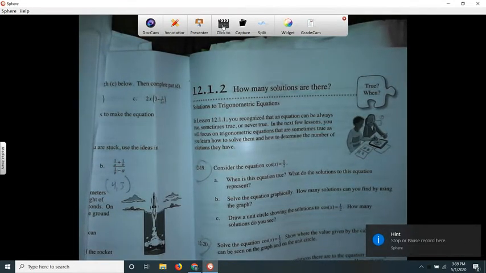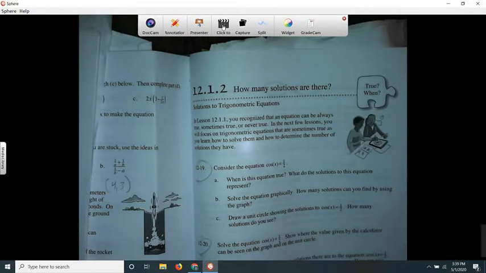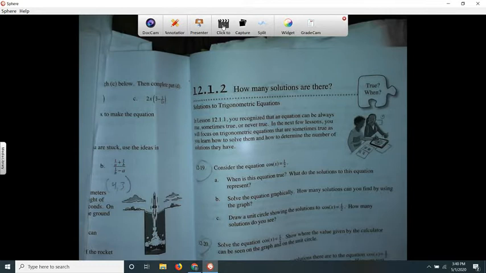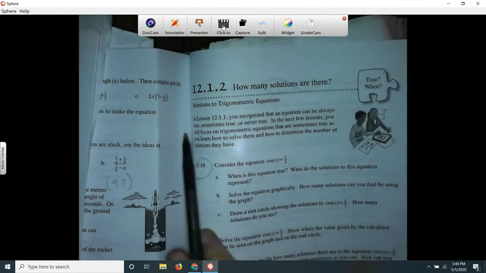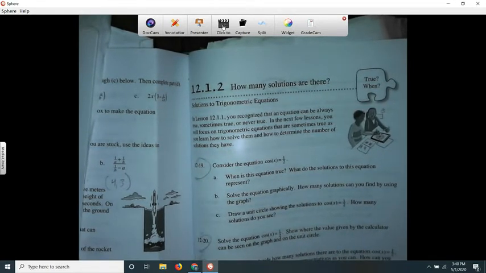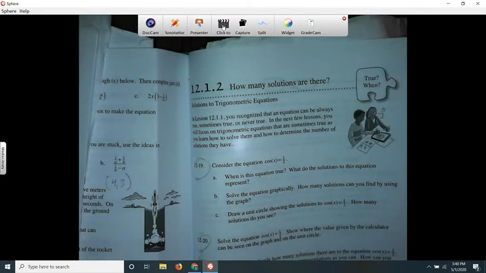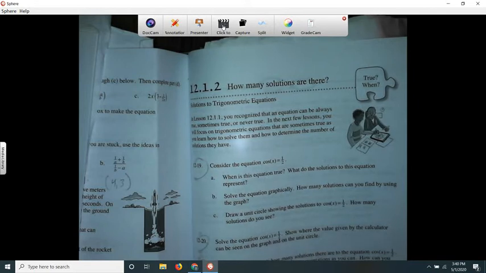Here's your integrated 3 lecture for 12.1.2, solutions to trig equations. In 12.1.1, you recognized that an equation can be always true, sometimes true, or never true. In the next few lessons, you will focus on trig equations that are sometimes true as you learn how to solve them and how to determine the number of solutions they have.